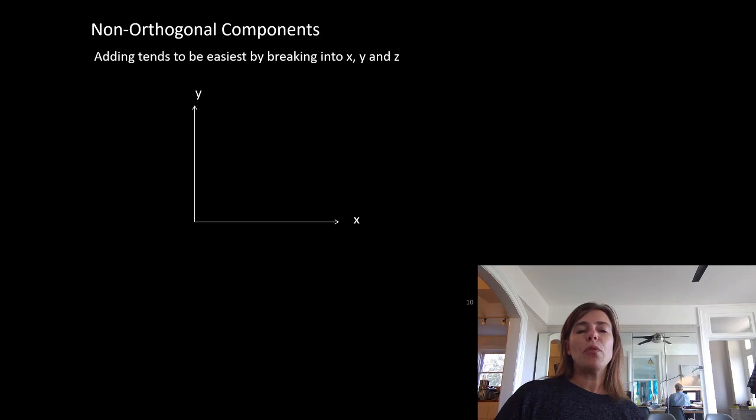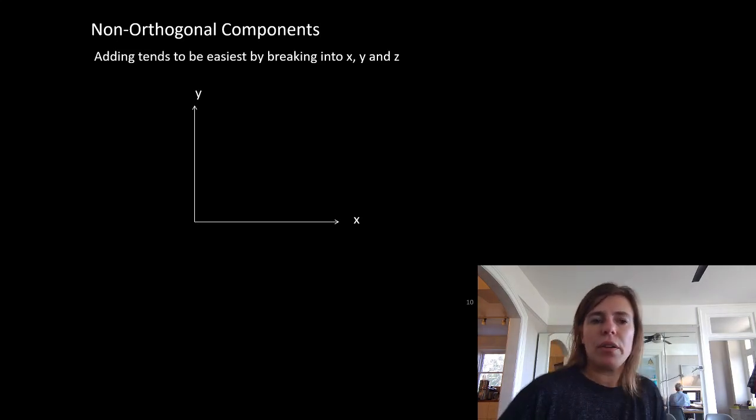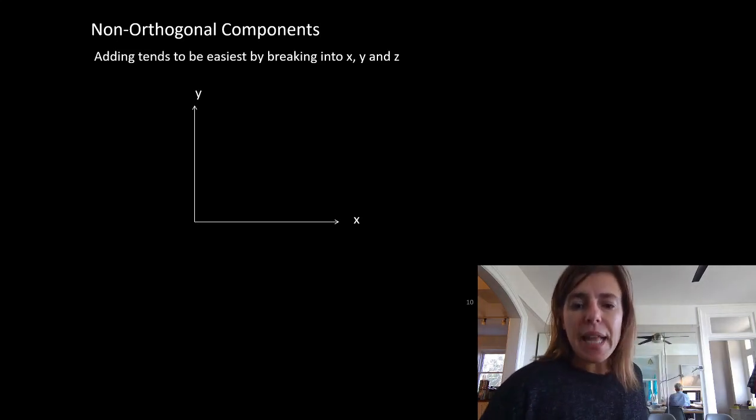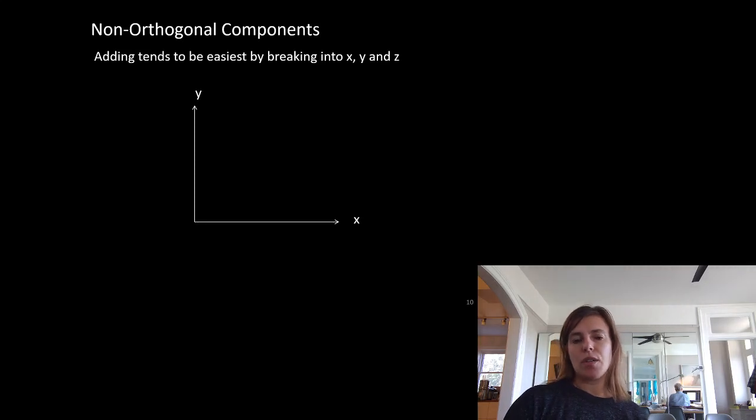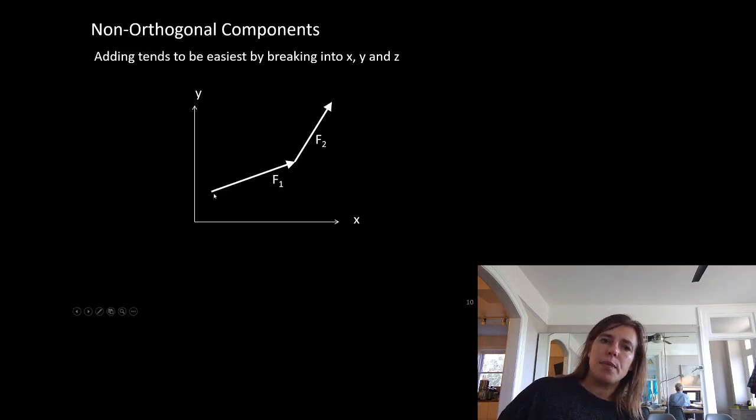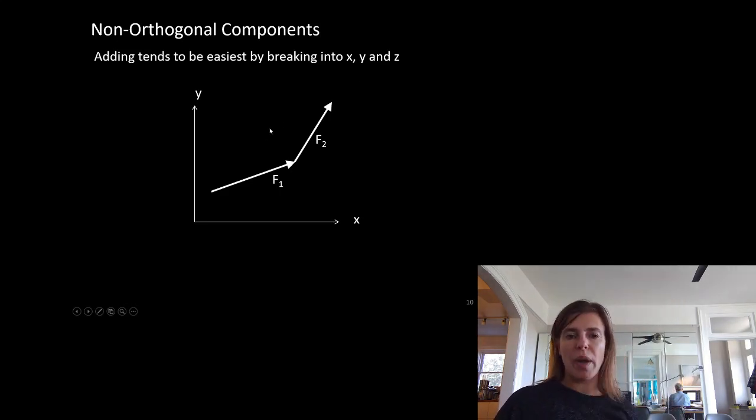So what happens if we want to add up non-orthogonal components? That's when it starts to be easiest to break it down into its principal components. So if we want to add f1 and f2, we know we can draw a tip to tail. It starts here and goes up to here. But that doesn't give us a mathematical way to do it.